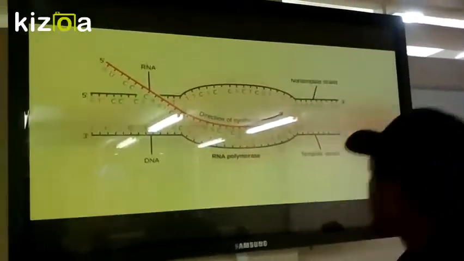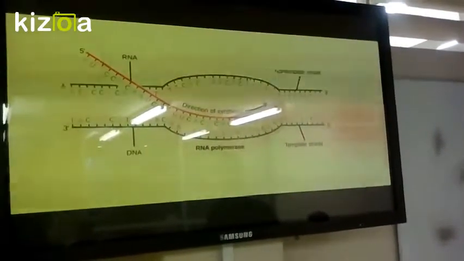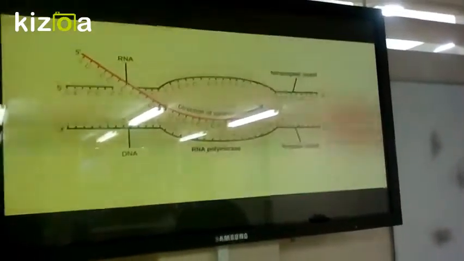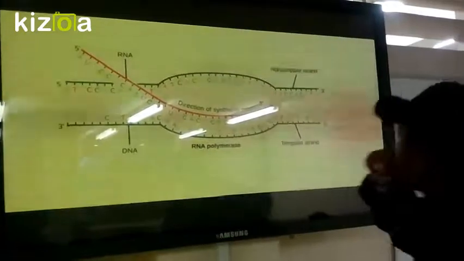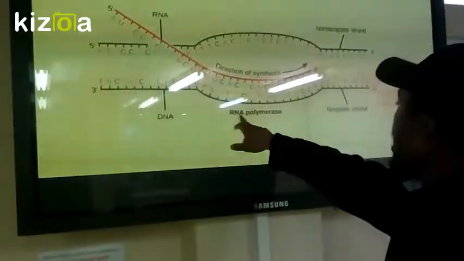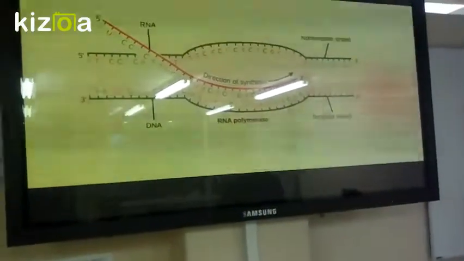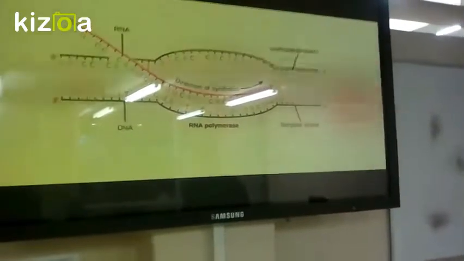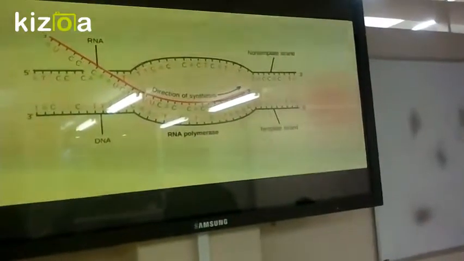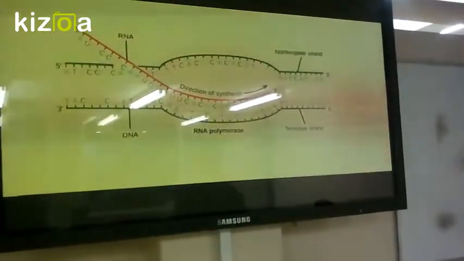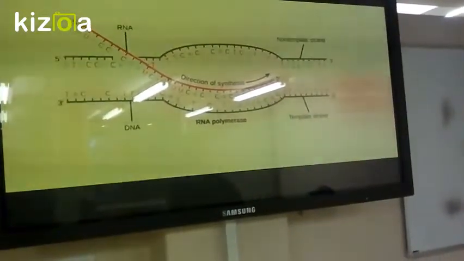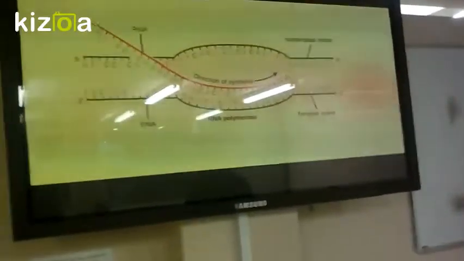So as we continue, this is another demonstration for transcription. You see the replication. You see the RNA polymerase. Actually, it does the same function as a DNA polymerase. So as soon as RNA polymerase attaches to the promoter, the transcription begins.